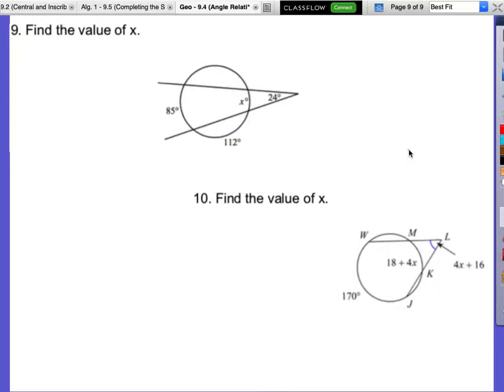Let's talk about this one. Where is our vertex on number 9? It's on the outside, okay? When it's on the outside, guys, listen up. Stop talking.